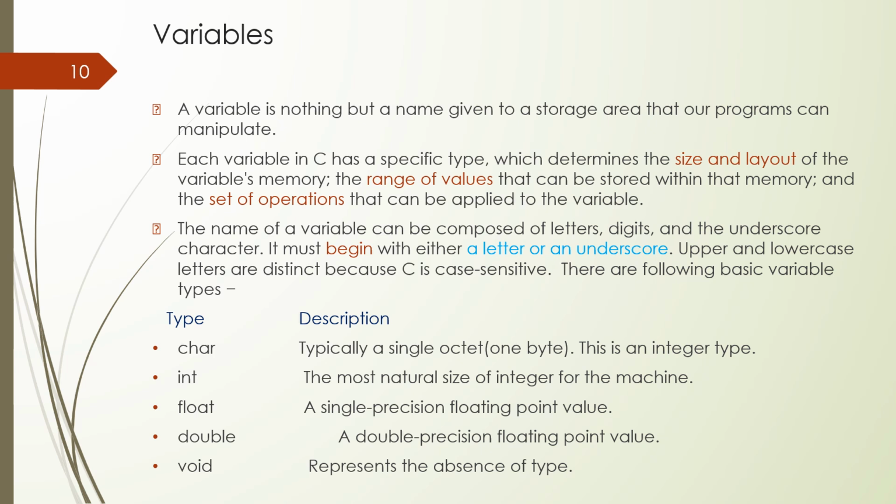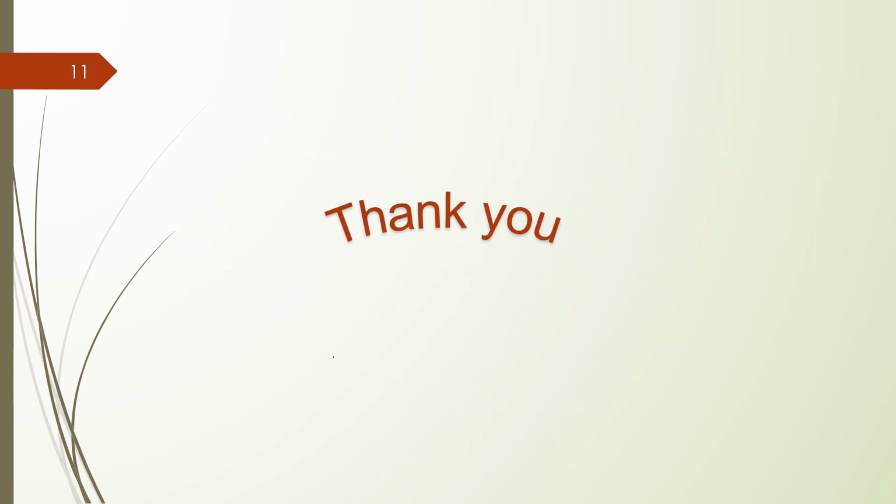That means whenever you don't have to give any data type for a particular variable, you don't write any data type, you just declare it as void. So this is about the tokens which we are using in the C language.